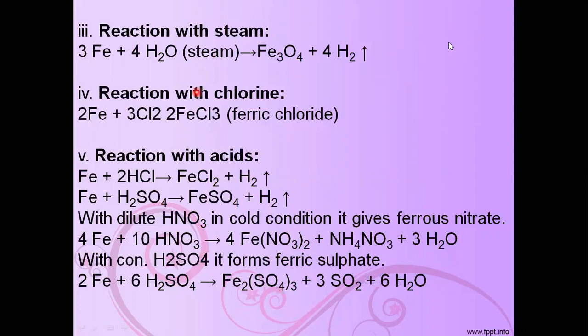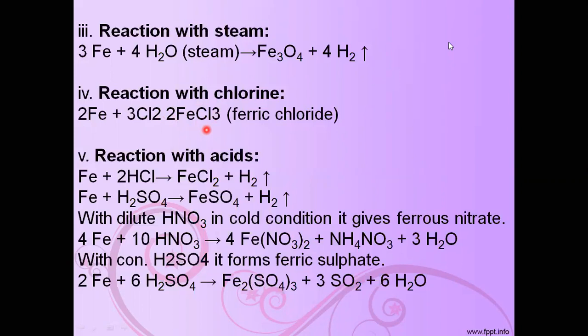The next property is the reaction with chlorine. Iron combines with chlorine to form ferric chloride. That is 2Fe plus 3Cl2 gives 2FeCl3. So the iron combines with chlorine to form ferric chloride, 2FeCl3.